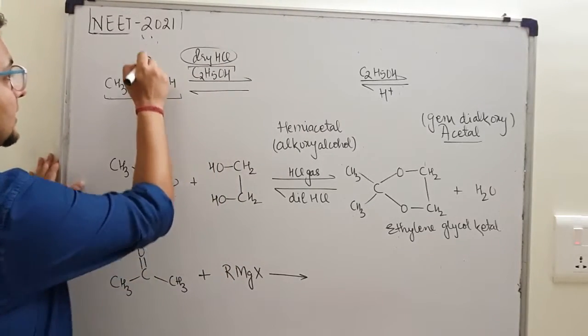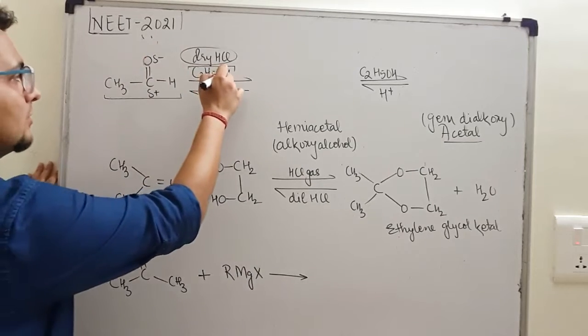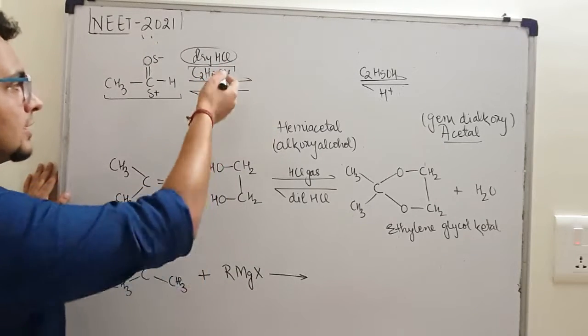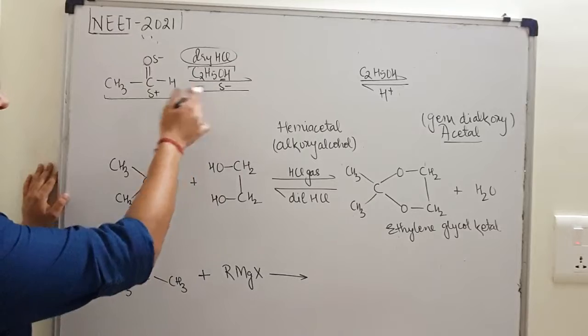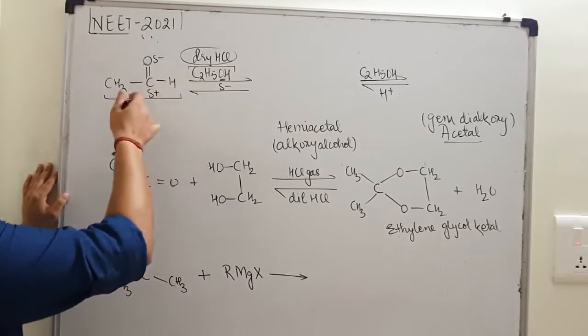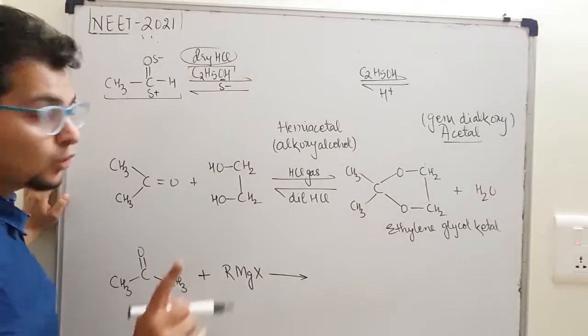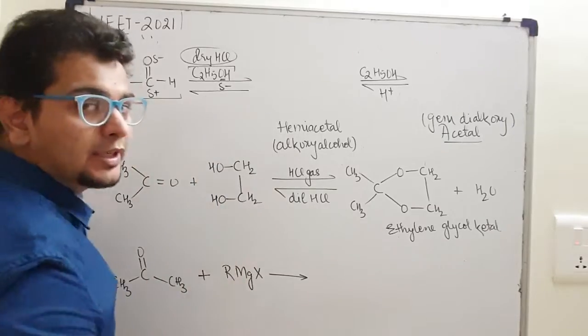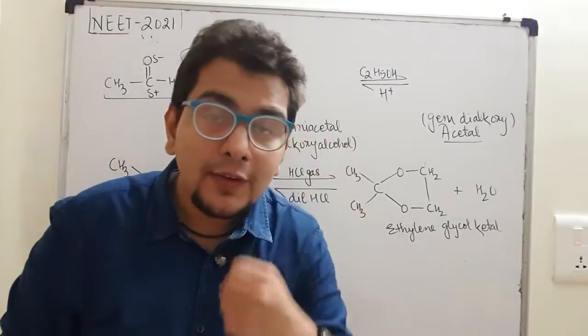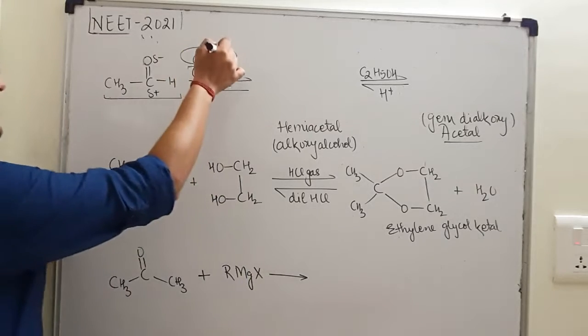It is delta plus, delta minus. Here also, oxygen is there, delta minus is there. So this delta minus is going to attack on carbon. Delta minus, delta plus, attraction will be there. Plus and minus will attract each other. Everything is okay. The problem is that desperation for the reaction is not there. So to motivate them for the reaction, dry HCl is taken.